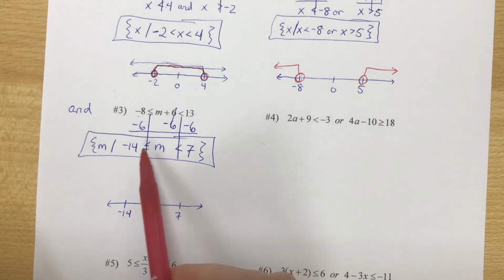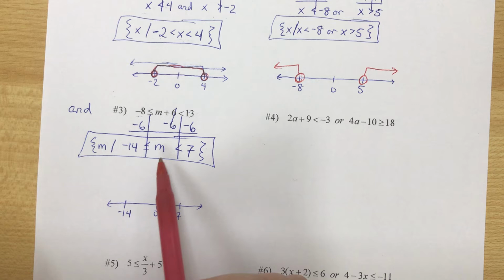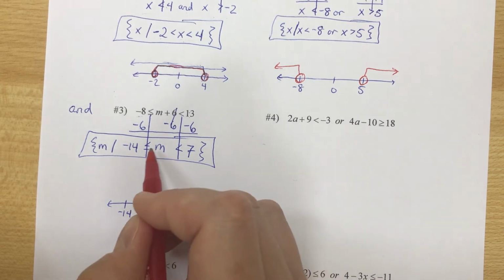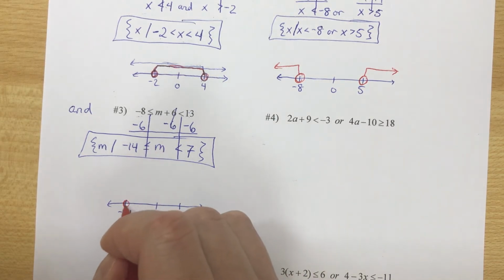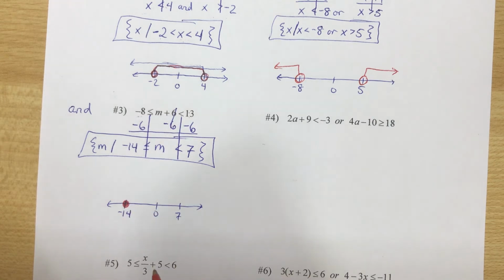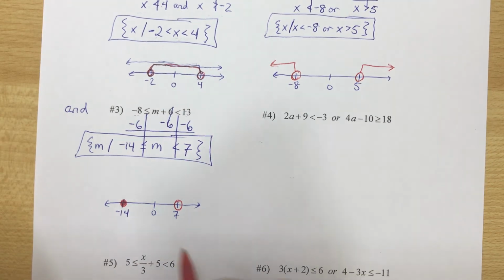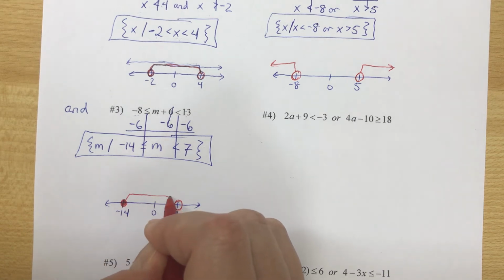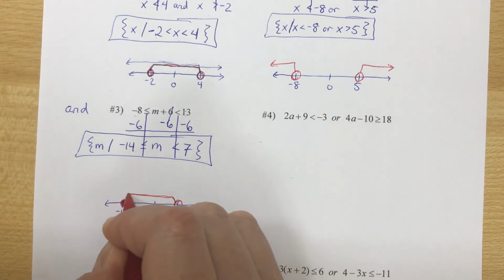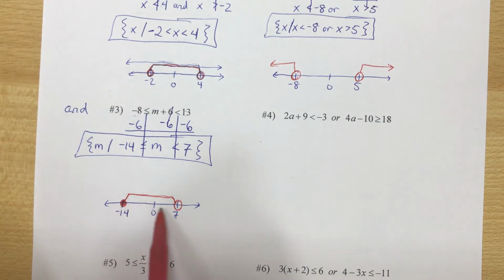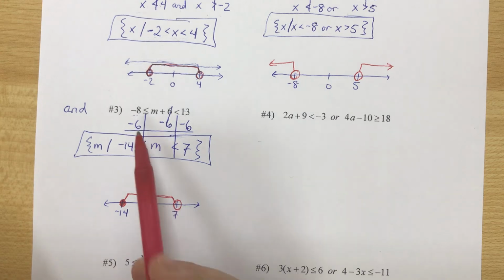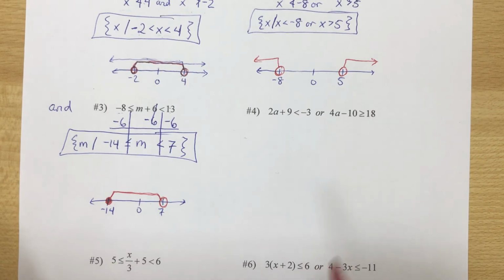Notice that the variable is between the two values, so we will graph between. Less than or equal to, the -14 is closed. Less than 7 is open. And where do we graph? We graph between. So all the values between -14, including -14, would make this true.